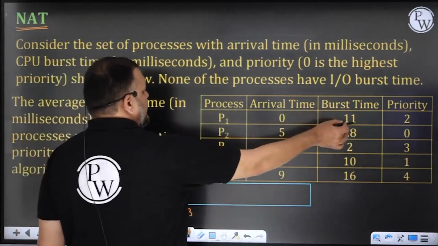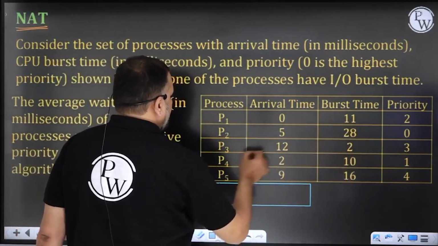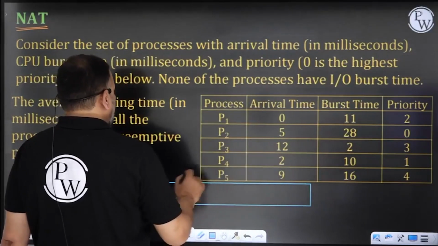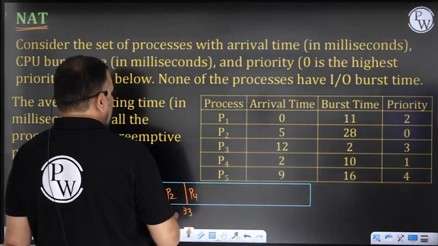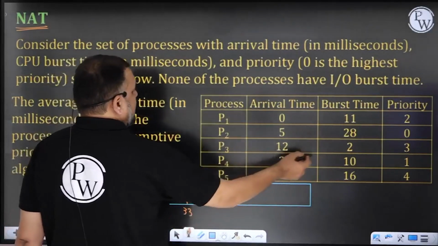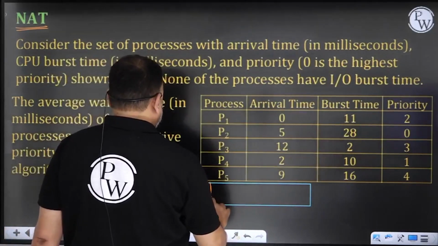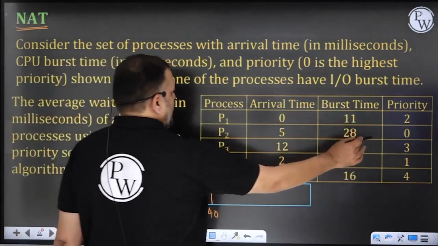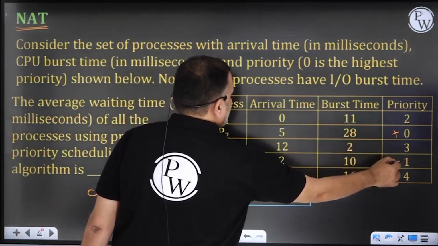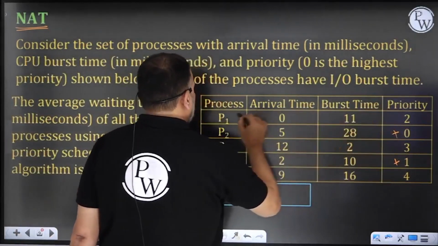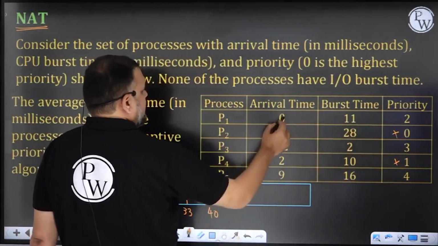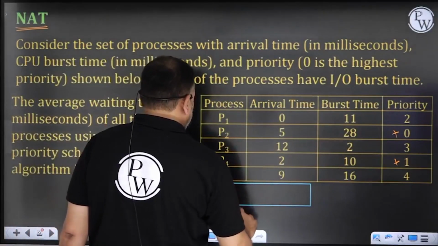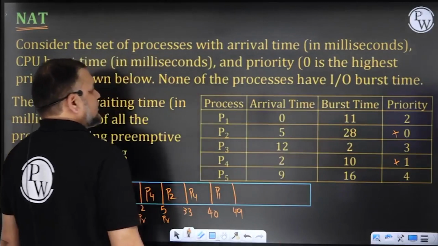Now after 0, the next highest priority is 1, so that is P4. P4 will take the charge because all other processes have arrived. P4's balance: earlier P4 ran for 3 units, 2 to 5, so its balance is 7. It is going to finish at 40. So 0 and 1 are over. Next highest priority 2, P1. P1 will run. Earlier P1 ran for 2 units, balance is 9, so 49.